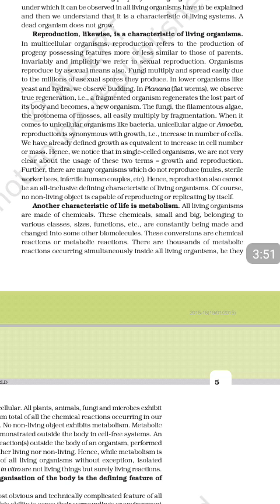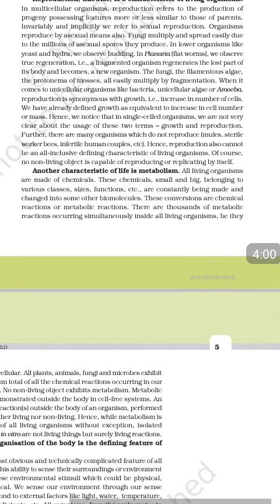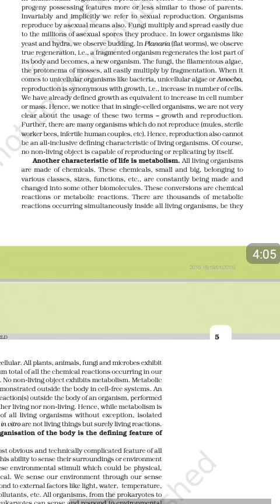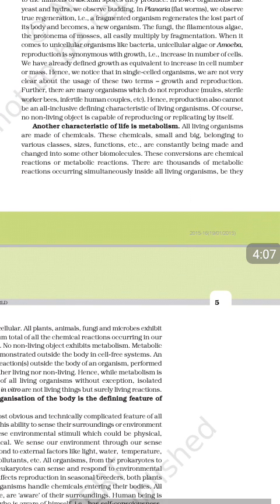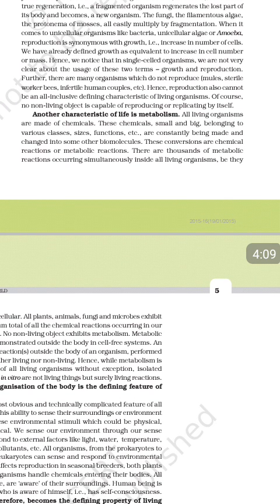For example, mules, sterile worker bees, infertile human couples, etc. Here, reproduction also cannot be taken as an all-inclusive defining characteristic of living organisms. Of course, no non-living object is capable of reproducing or replicating by itself. Then what should be a criteria?